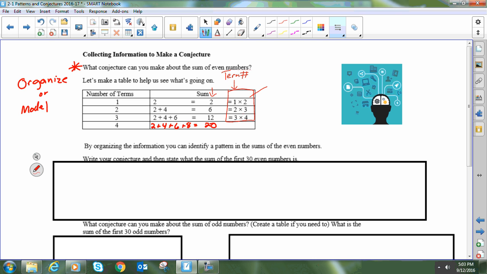And the second number in the column for the multiplication here, that is my term number plus 1. And it seems like that is working out pretty well. Because if I say 4 times 5, that'll also give me a 20. So by looking at the information in a table, I'm giving myself some kind of an organization here.